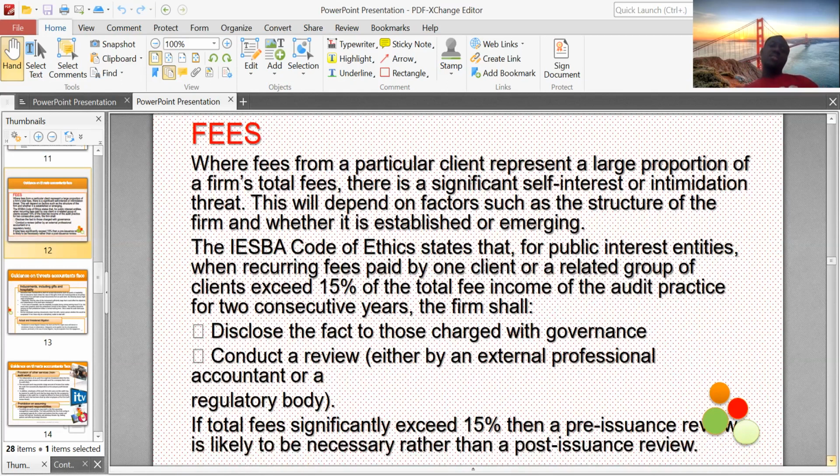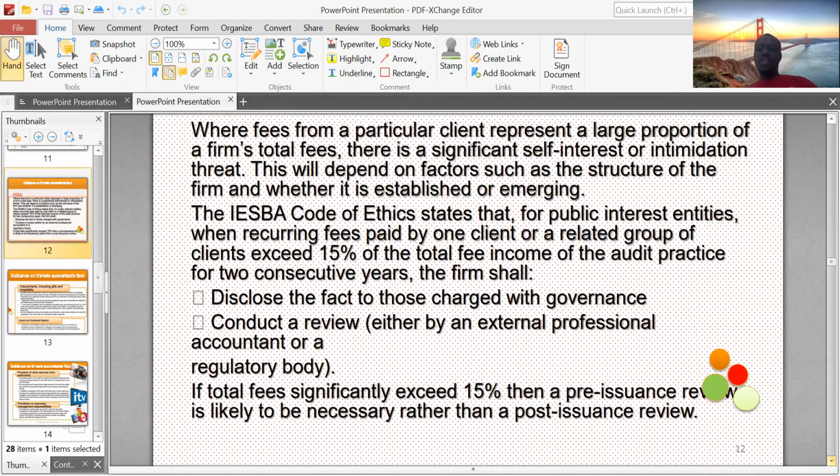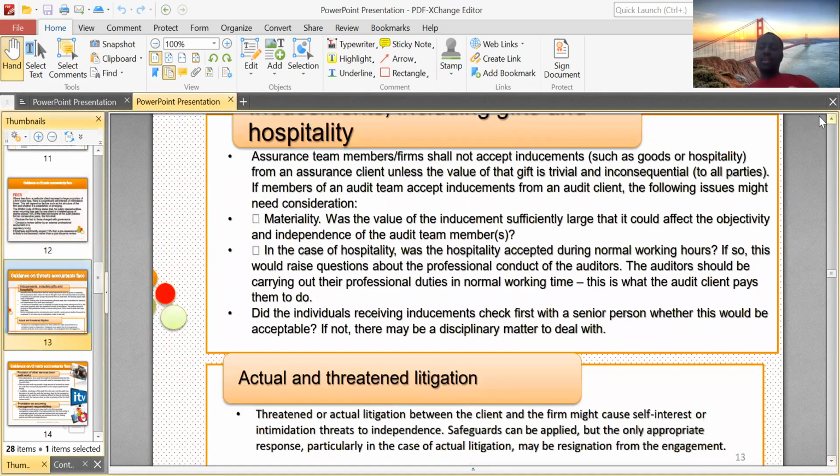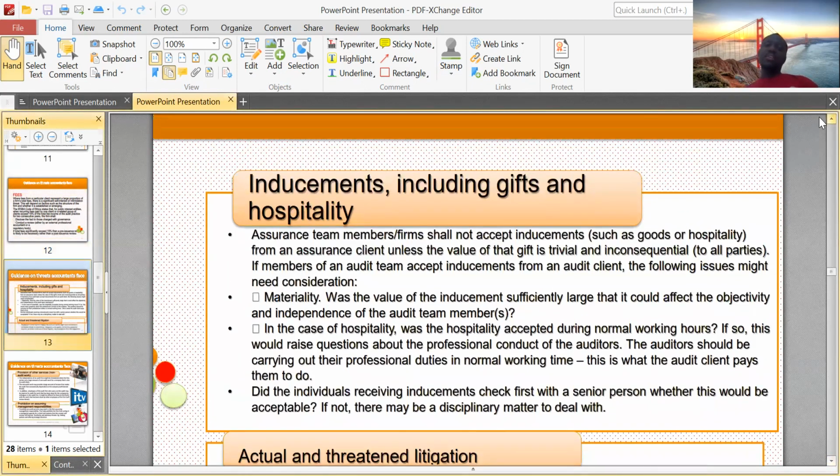Number 2 is conduct a review of your audit fee situation. So that's basically the thought that surrounds fees. We need to look to see whether a particular client represents a large proportion of a firm's total fees. And for public interest entities, if it's exceeding 15% of the total fee income, then we need to disclose and conduct a review. So let's move on to the next one.